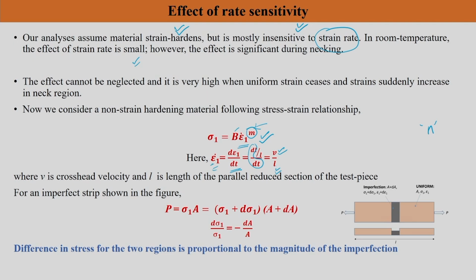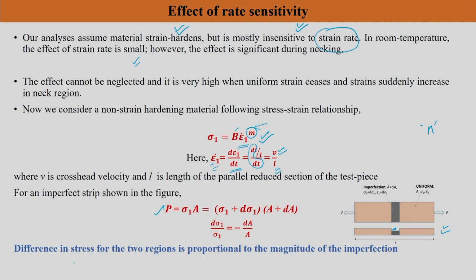Now let us go back to the diagram we discussed in the previous class. You have a sheet with an imperfection at this particular position, and it is getting deformed. This is the uniform region, and this is the imperfect region. Now the load can be written as P is equal to sigma 1 a, which is equal to sigma 1 plus d sigma 1 into a plus dA. This will give the relationship d sigma 1 by sigma 1 is equal to minus dA by a.